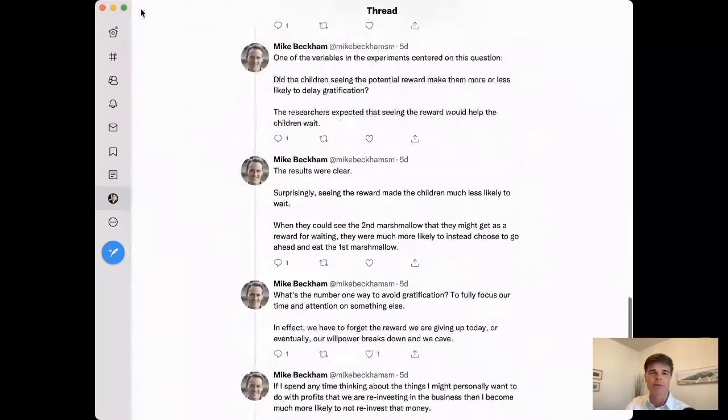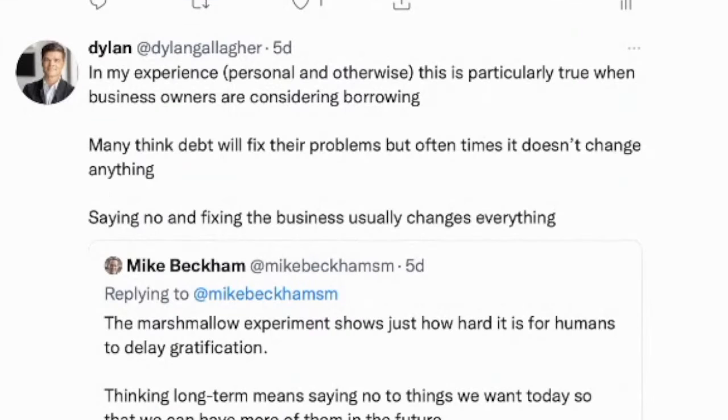I had just replied to his tweet and said, in my experience, personal and otherwise, this is particularly true when business owners are considering borrowing. Many think debt will fix their problems, but oftentimes it doesn't change anything. Saying no and fixing the business usually changes everything.